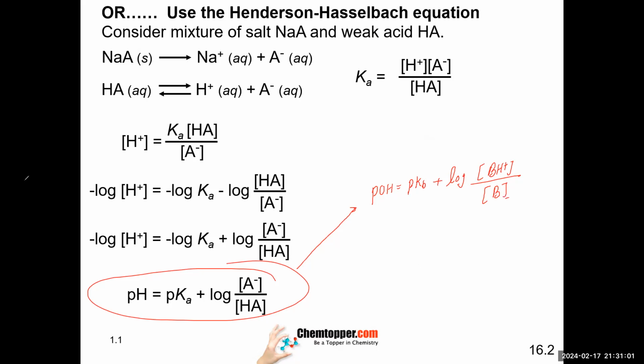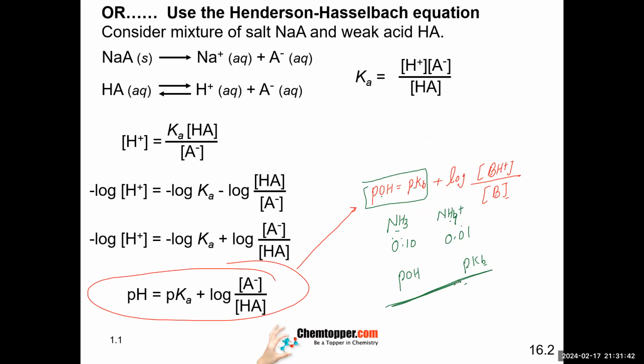Like for example, if I say there is a buffer of ammonia with ammonium. So it's a basic buffer. Ammonia is a base, ammonium is the conjugate acid. If ammonia is 0.10 molar and ammonium is 0.01 molar, how will this relation hold? Will the pOH be greater than pKb or less than pKb? Can you answer this?